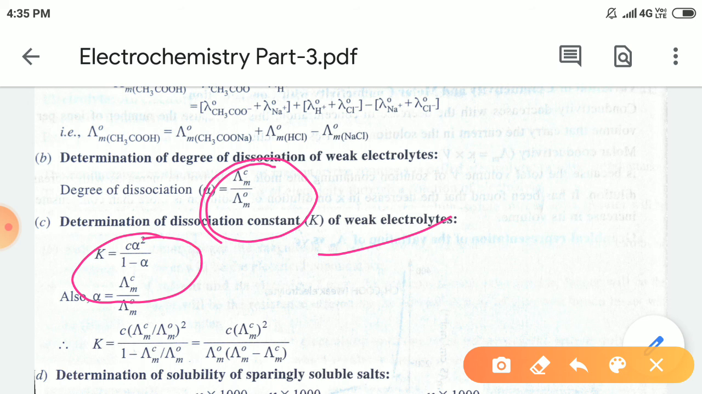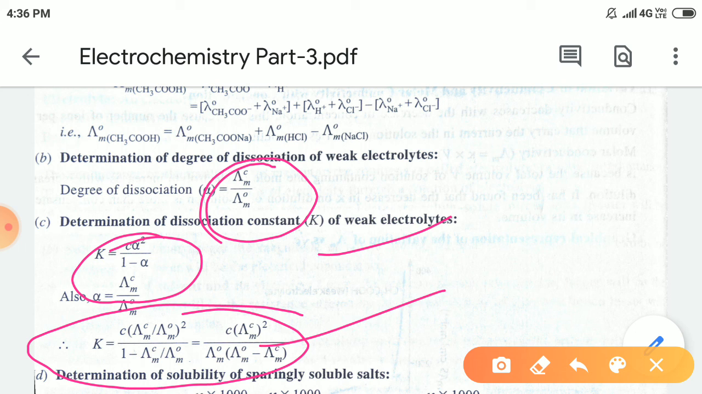Dissociation constant K is equal to C alpha square upon 1 minus alpha. So in place of alpha, we may write molar conductivity at a particular concentration upon limiting molar conductivity. Therefore, finally, we may find the formula for the dissociation constant of a particular electrolytic solution.